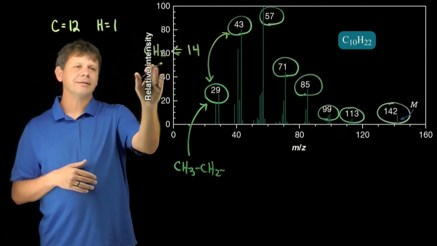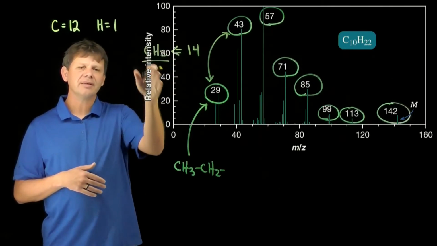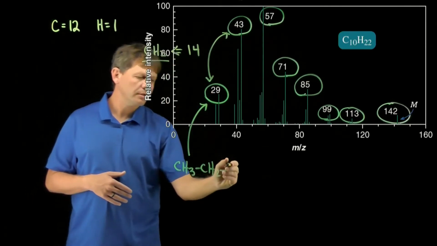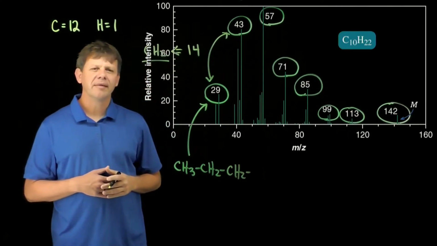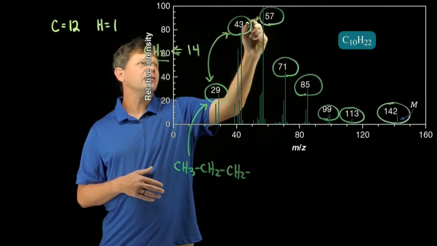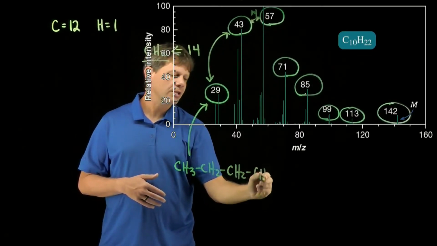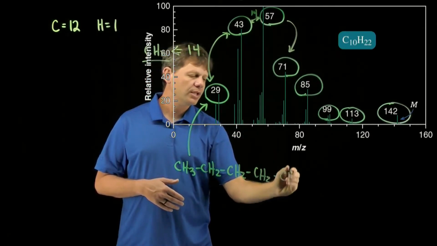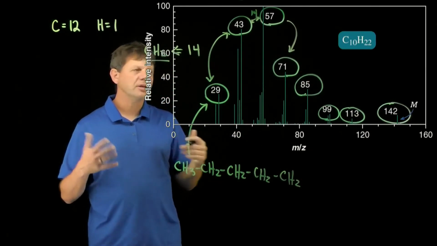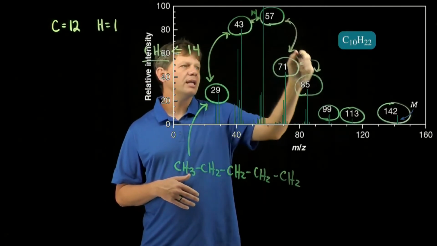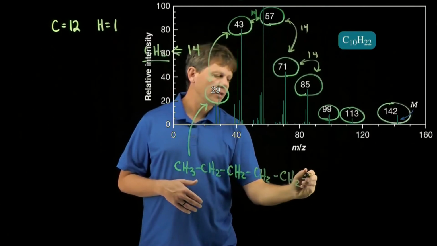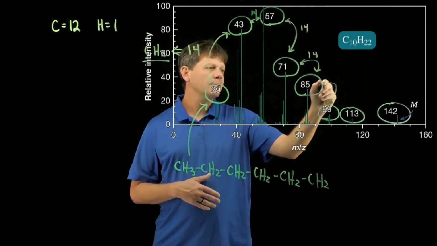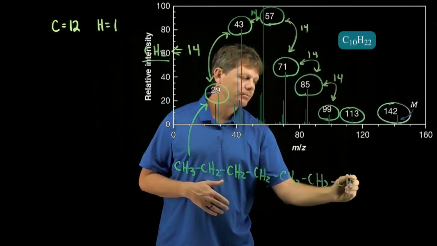That kind of wrote over the relative intensity, but there's a CH2 written there. To go from 29 to 43 implies that there's another CH2. We can put that there. From 43 to 57 is another 14, so another CH2. From 57 to 71 is another 14, or another CH2. Continuing that on, 71 to 85 is another 14, or another CH2. From 85 to 99, another 14, or another CH2.